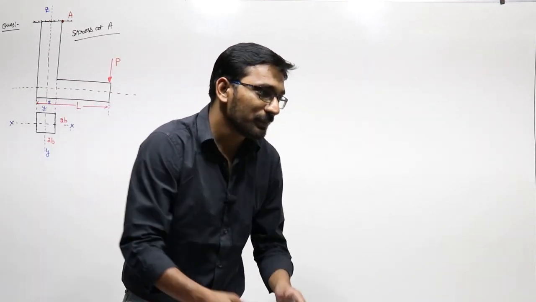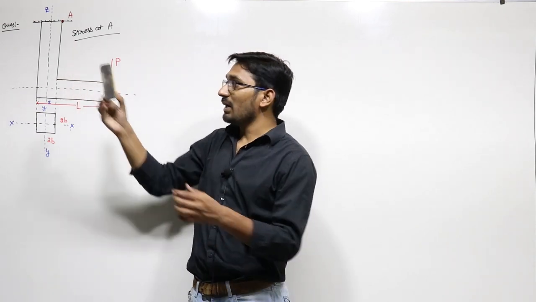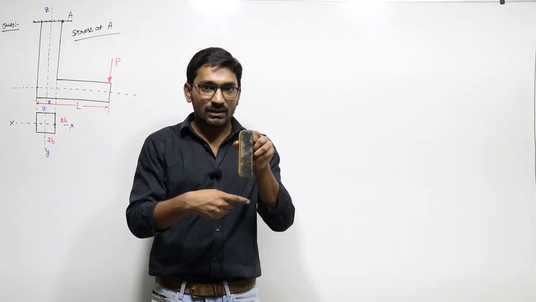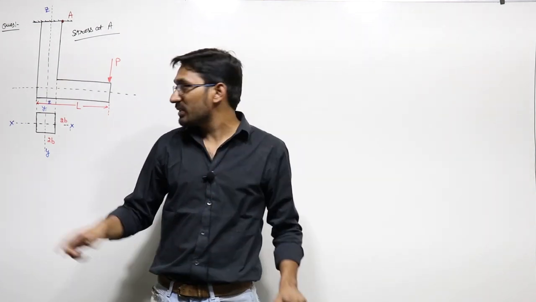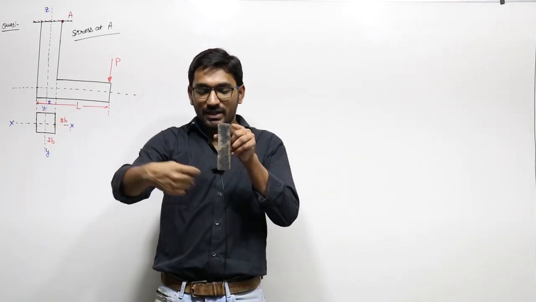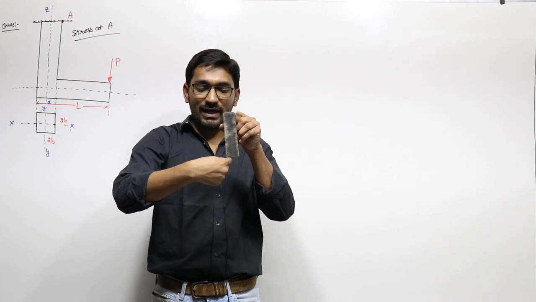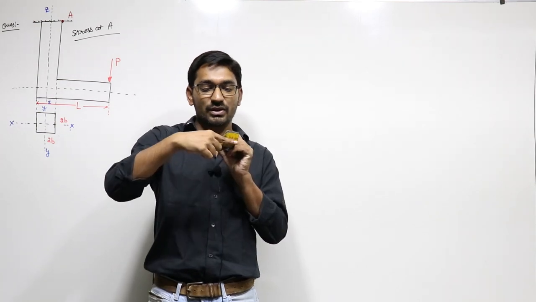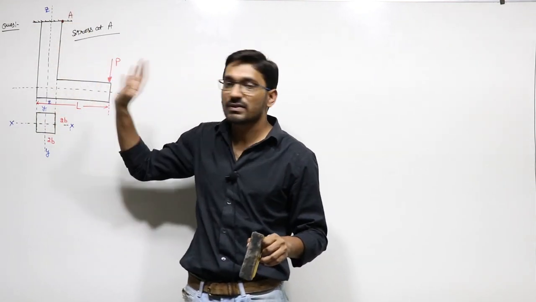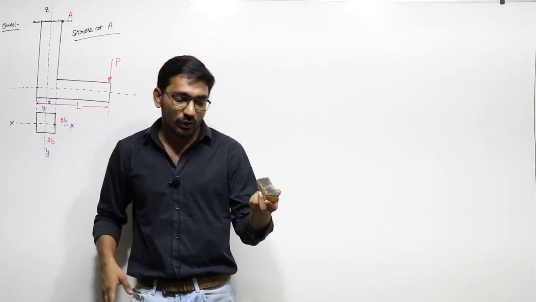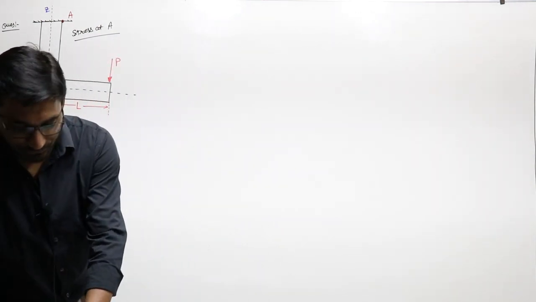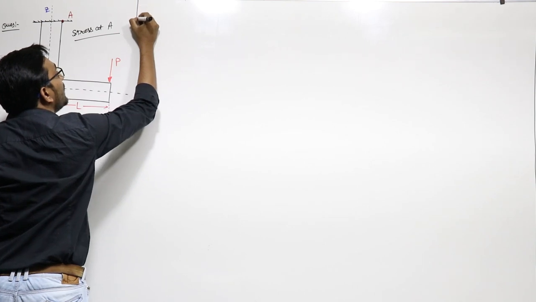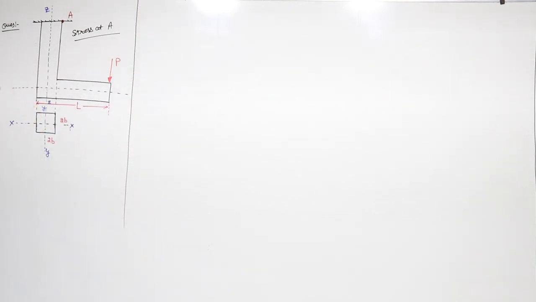If you want to understand, the bar is like this, this vertical member. This is Z, this is X, and inside this plane, this perpendicular axis is Y. This is Y, and this is X, and this is Z, right? You know how to project the axis, right? We have to find the stresses at point A. The same procedure as we did in our earlier lecture, we will do.